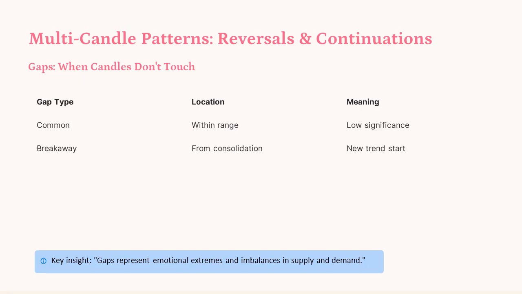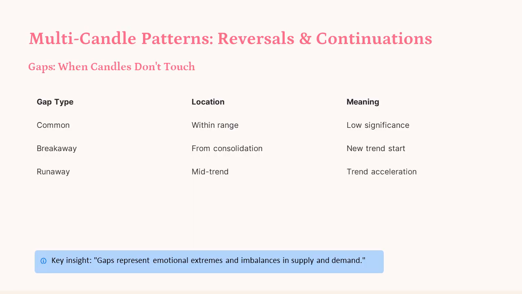Breakaway gap. A breakaway gap occurs when price gaps out of a consolidation pattern or trading range. This signals the start of a new trend. The psychology: one side has finally won the battle after a period of indecision. Breakaway gaps are significant. They often mark the beginning of a major move.